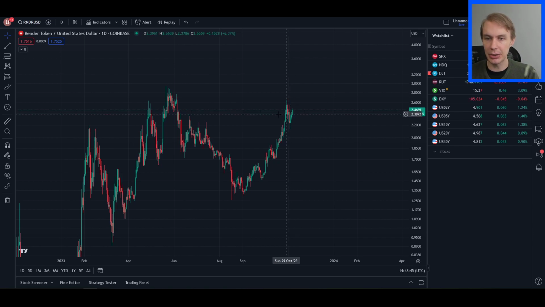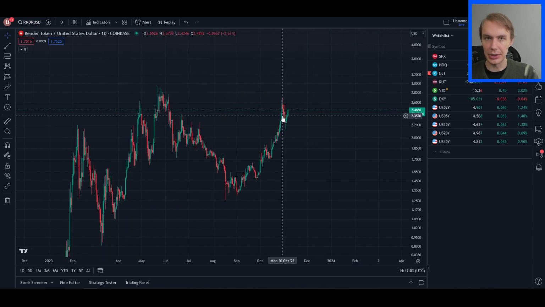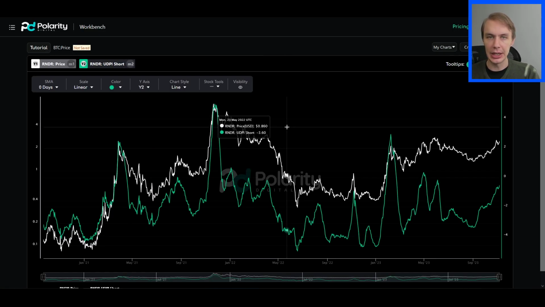So the question is, can we break above this potential resistance up here at these local highs, and then also these lows here, so a support zone here and a resistance zone here? Can we break above that potential resistance and then set in higher highs, or is it going to stall out at around these levels? To get an idea of that, one of the things we can look at is our short-term upside downside potential indicator.